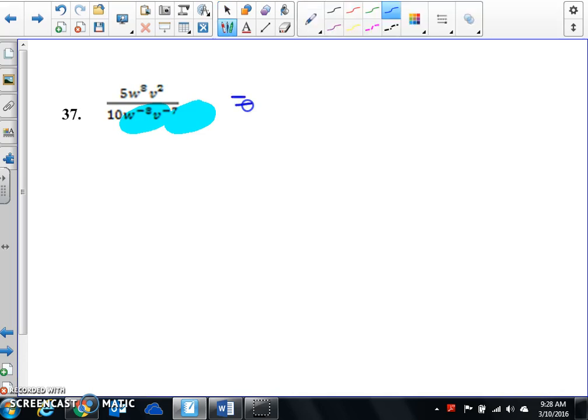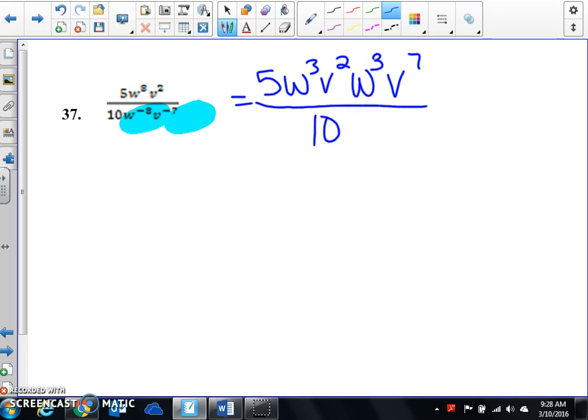All right, so this would be m, w to the 3rd v squared, and then I'm going to bring both of these down here. So this is w to the 3rd v to the 7th over 10.